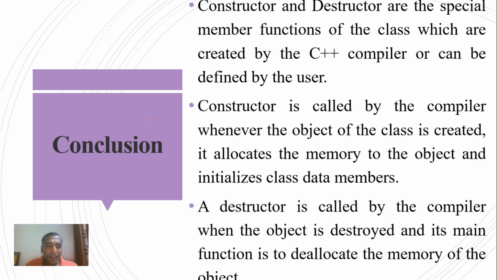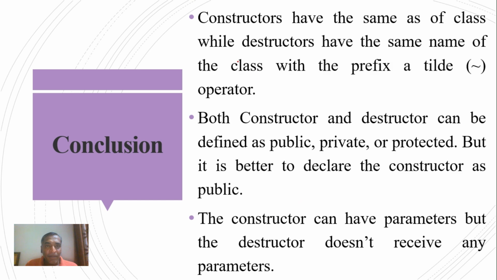Conclusions about constructors and destructors. Constructors and destructors are special member functions of the class which are created by the C++ compiler or can be defined by the users. A constructor is called by the compiler whenever an object of the class is created. It allocates memory to the objects and initializes the class data members. A destructor is called by the compiler when the object is destroyed, and its main function is to deallocate the memory of the objects. A constructor has the same name as the class, while the destructor has the same name as the class with a prefix tilde symbol.